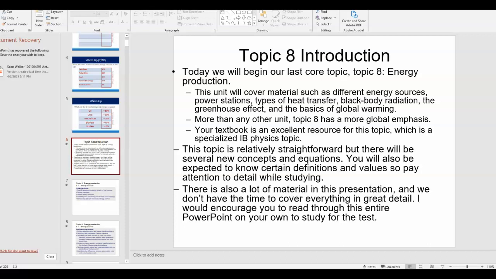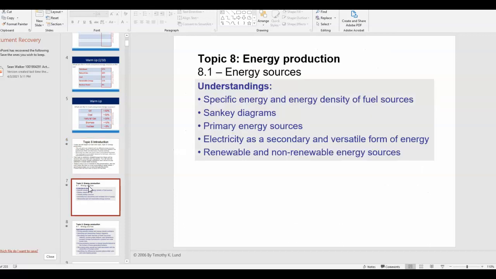Now, the topic itself is relatively straightforward, but there are going to be some new concepts and equations we'll be talking about. And as always, you'll be expected to know certain definitions and values. So make sure you pay close attention to everything as we're going through this unit. Just to give you a brief outline, there are two sections to topic 8, 8.1 and 8.2. We're going to do 8.1 as one unit, and then 8.2 as the second unit.